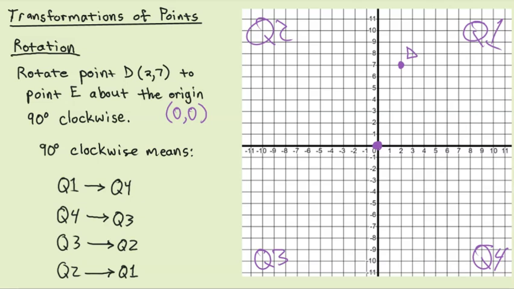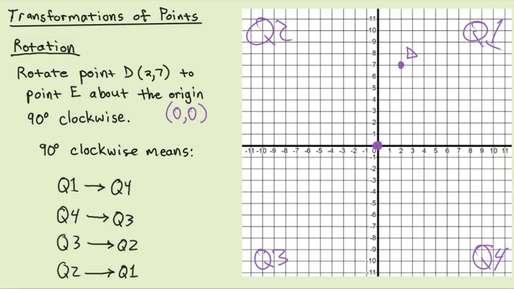But here's what we have to do. We have to rotate 90 degrees. So if we go sideways 2, we now actually have to go down 2. And if we go up 7, we actually have to go sideways 7. That's how we accomplish a 90-degree rotation. So 2 sideways becomes 2 down. 7 up becomes 7 sideways. 1, 2, 3, 4, 5, 6, 7. And so this is our point for E right here.